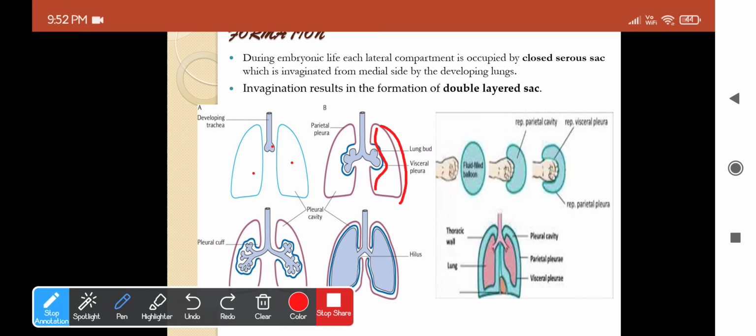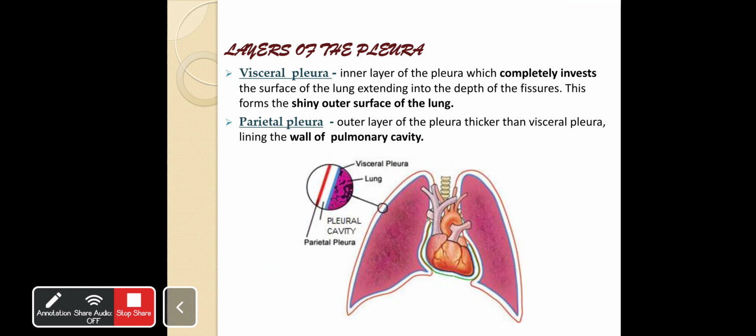You can compare the serous sac to a water-filled balloon as you see here, and the developing lung bud to be your hand, which is pushing through the water balloon. So this compressed balloon will mold itself into an outer layer and inner layer. The outer layer is called the parietal pleura and the inner layer will form the visceral pleura. So this is about the formation of the pleura.